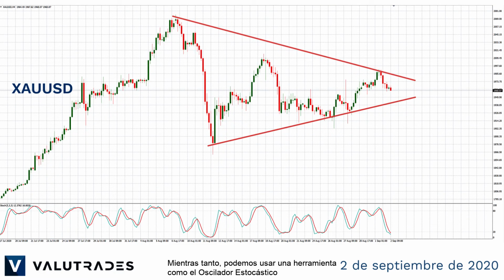Meanwhile, we can use a tool like the stochastic oscillator to time our entries and exits for shorter moves.